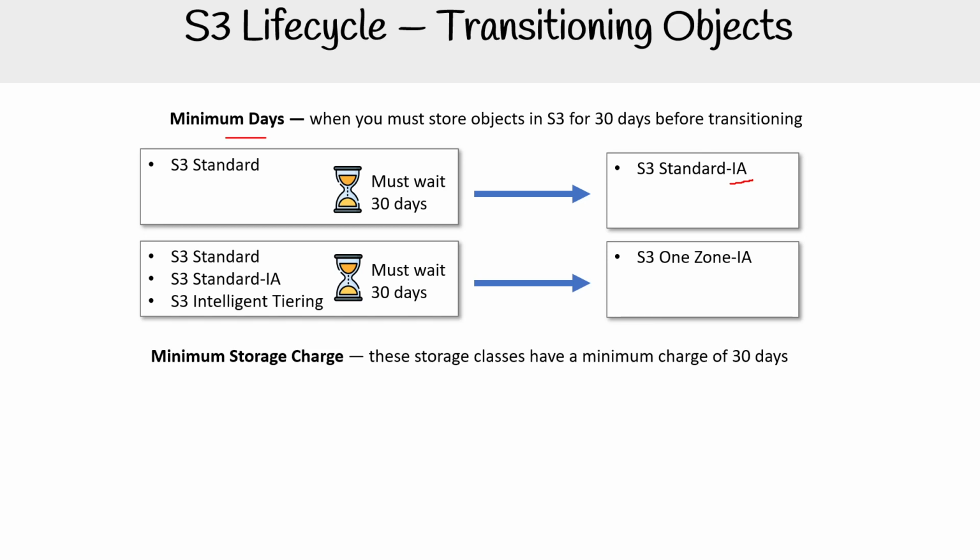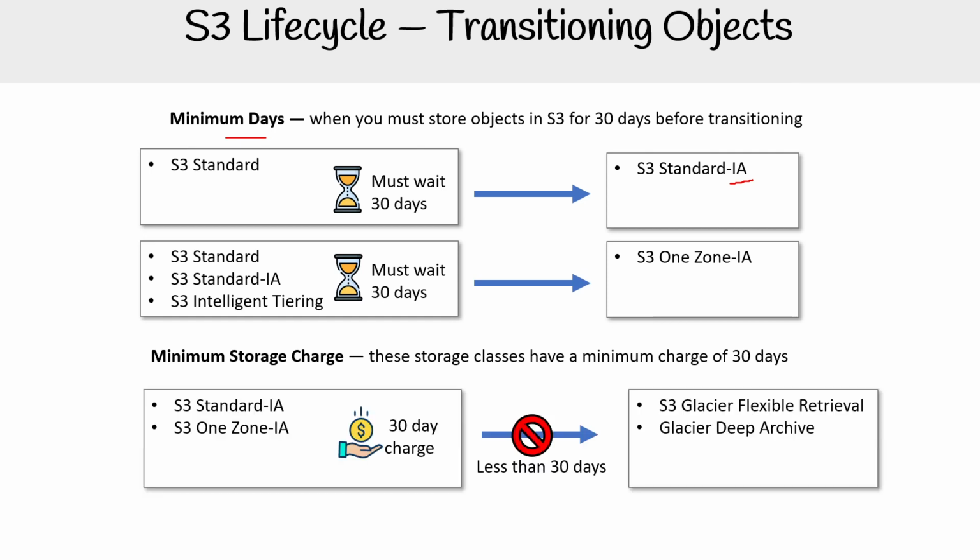For a minimum storage charge, these are storage classes that have a minimum charge of 30 days. So it's not a matter of having it in your account. It's just that as soon as you go to these storage classes, you're going to get charged for the full 30 days. Not upfront, but it's going to stay there and you'll get charged over time. So let's say we're in Standard IA or One Zone IA, they have to stay in IA for 30 days, right? So let's say you move it at 30 days or less, you're going to get charged the full amount, right?